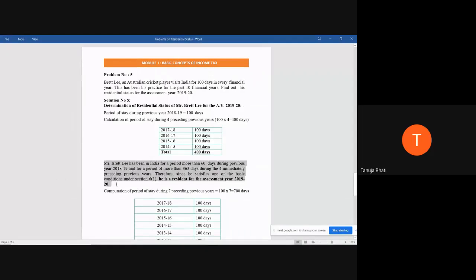So let us see the solution up to here. Mr. Bradley has been in India for a period of more than 60 days during the previous year and for a period of more than 365 days during the 4 immediately preceding previous years. Therefore, since he satisfies one of the basic conditions specified under section 6 subsection 1, he is a resident for the assessment year 1920. Okay. Now, what is the next step, students?